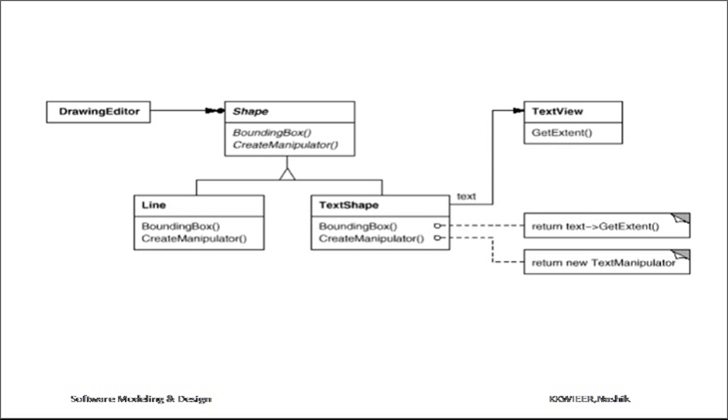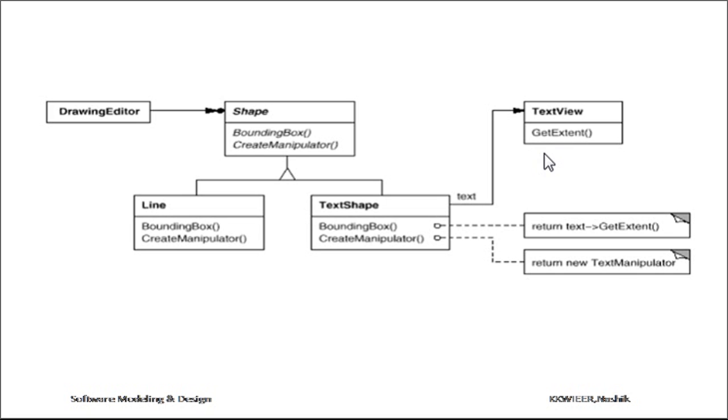In the diagram, we can see a drawing editor, shape, text view, line, and text shape. Since text shape adapts the text view to the shape interface, the drawing editor can reuse the otherwise incompatible text view class. Often the adapter is responsible for functionality the adapted class doesn't provide. The diagram shows how an adapter can fulfill such responsibilities.